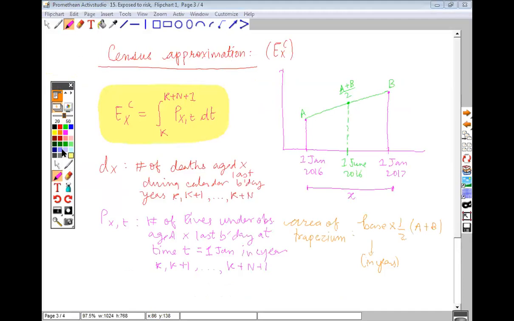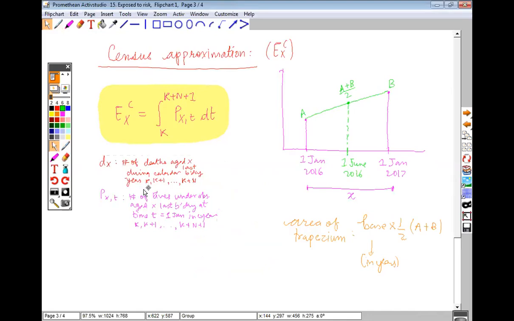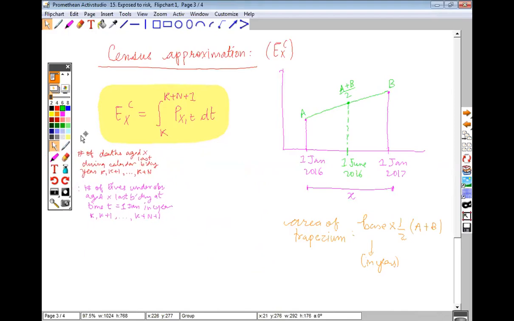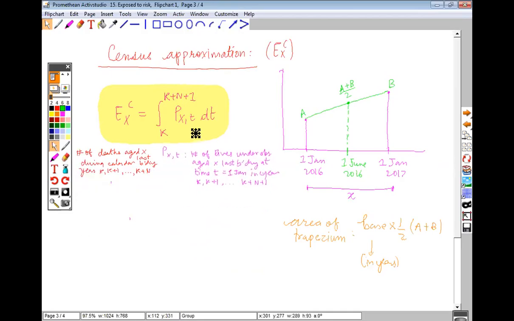Okay, so this is what we have for our definition of central exposed to risk. But as we know, this is not quite possible for us to figure out. So what we do is use the approximation that we have just studied, the trapezium approximation, to redefine this particular thing. So these are again just the definitions of dx and px, the ones that we're going to use.